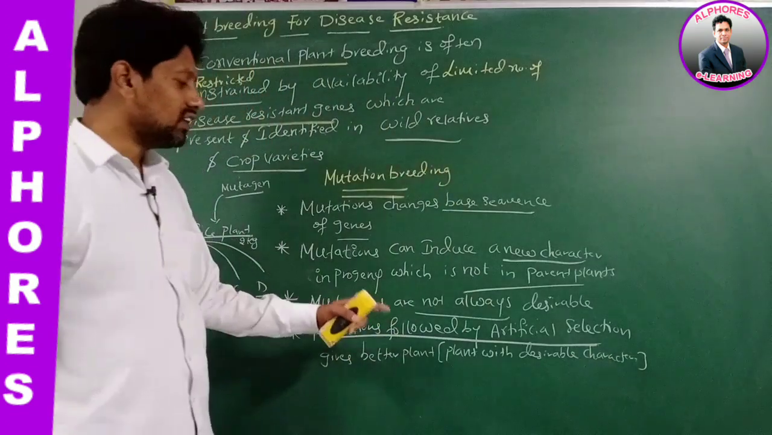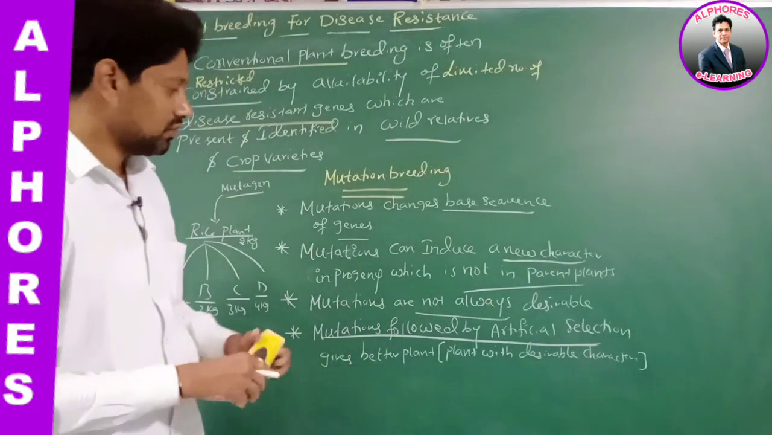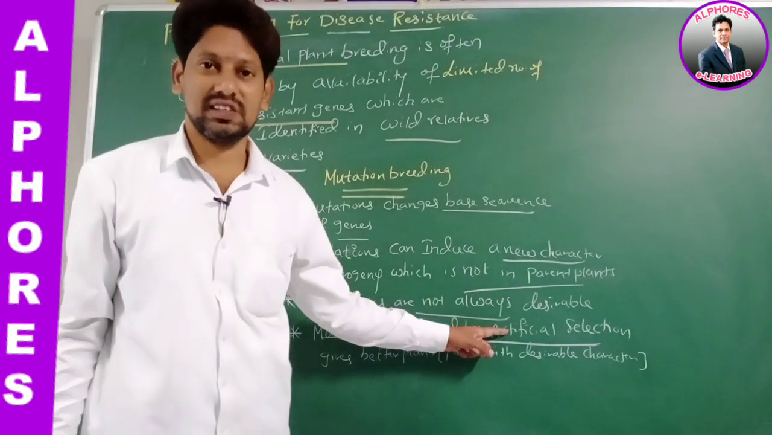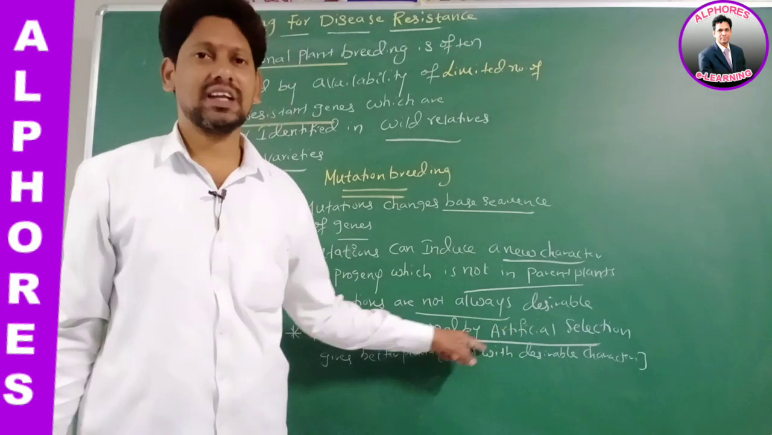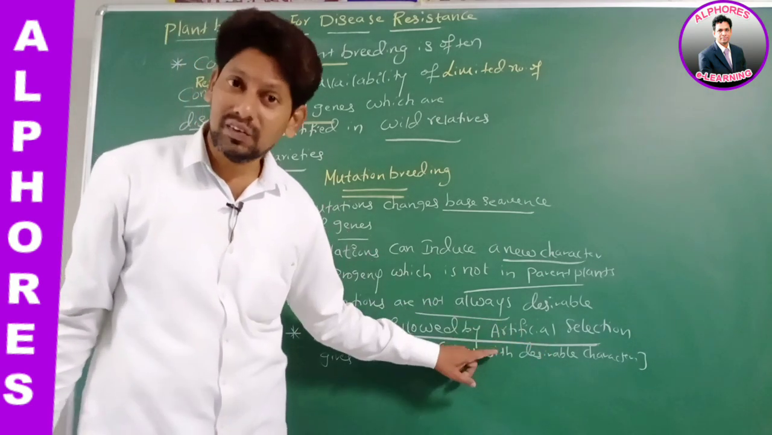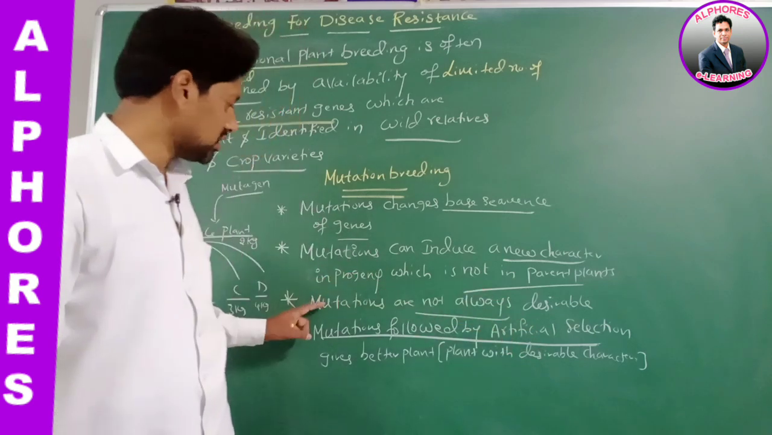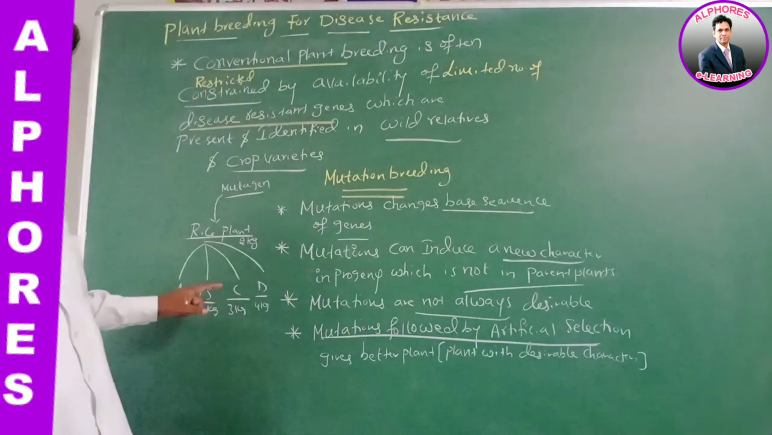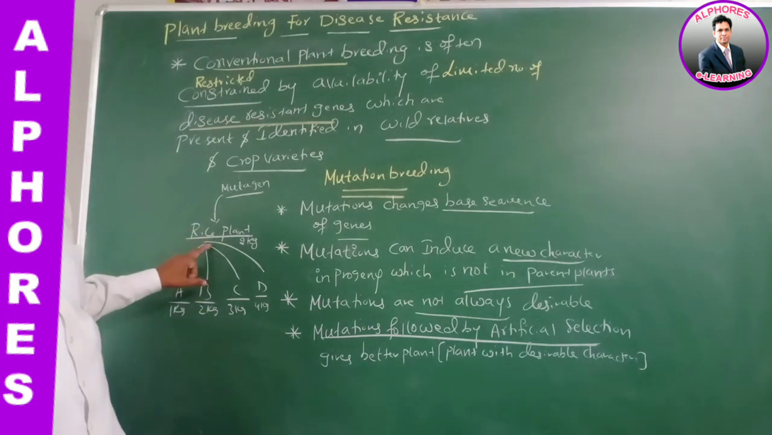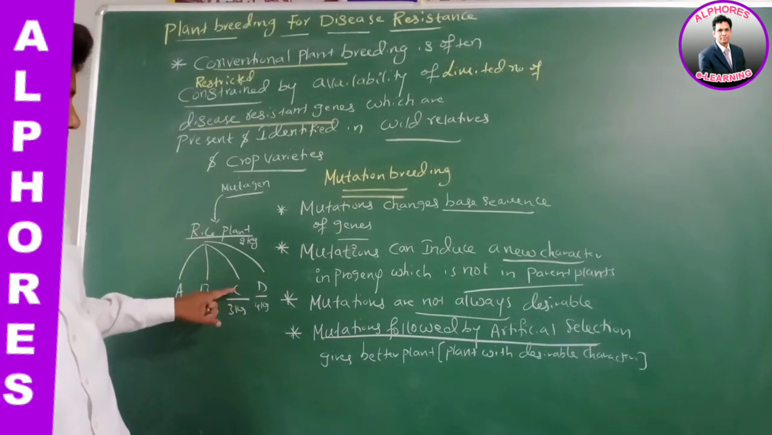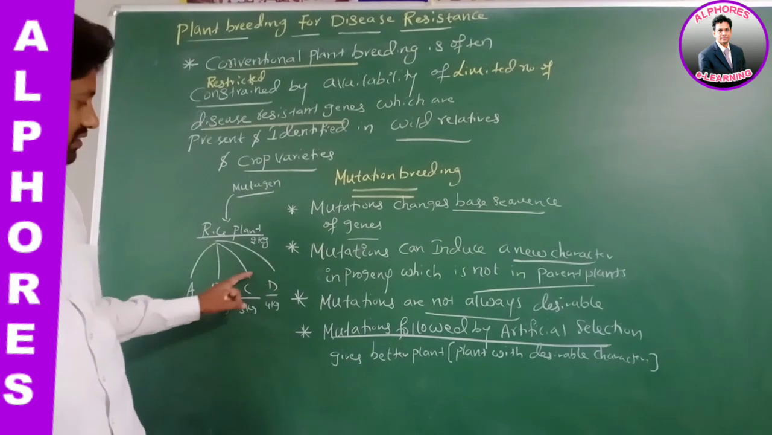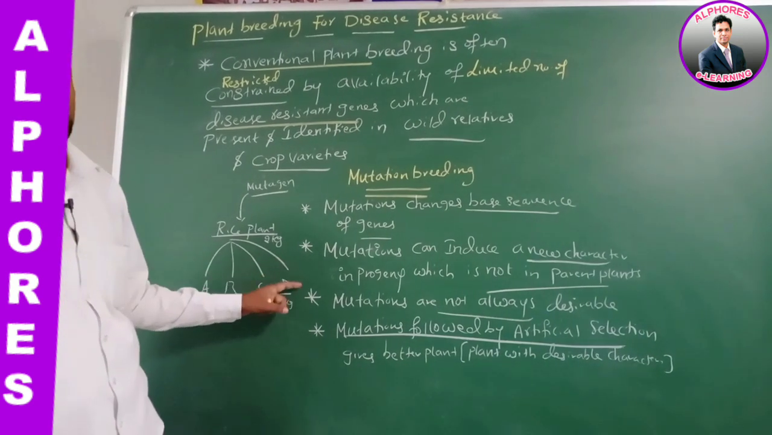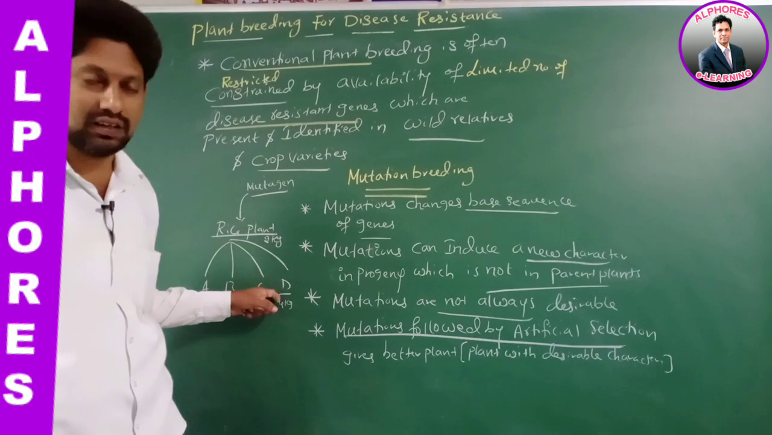To get a plant with desirable characters, what are we doing? First mutations, followed by artificial selection. First mutation should be done, then artificial selection. Sir, first mutation is done here. Then artificially I selected C and D varieties, because these are rice varieties having desirable characters. Then what should I do, sir?